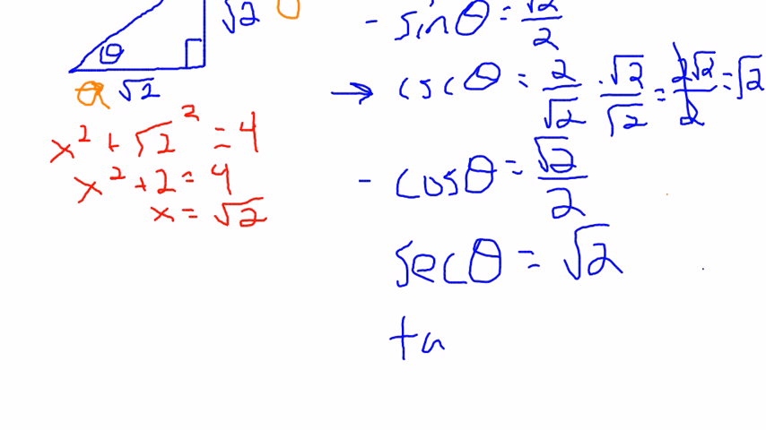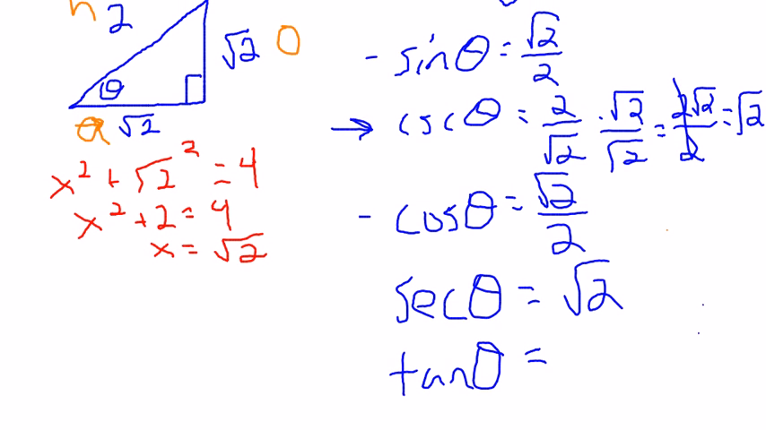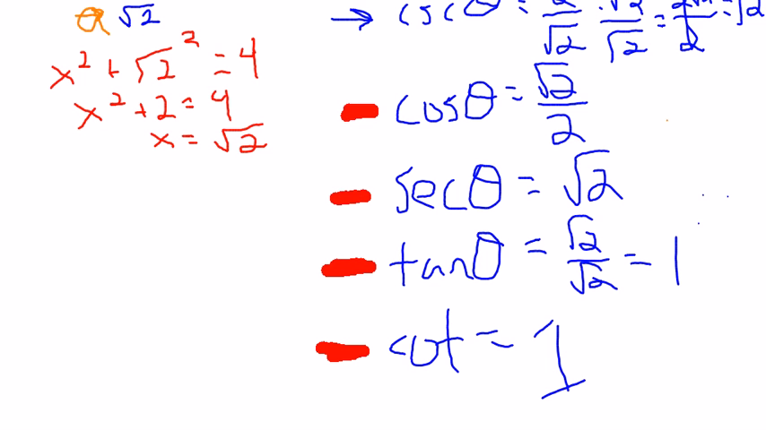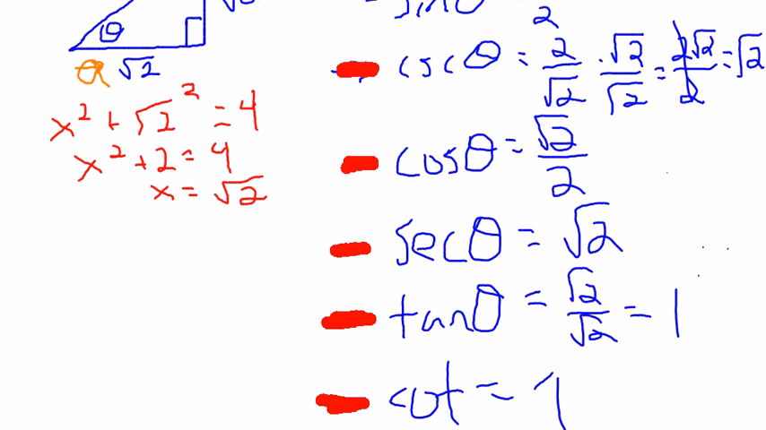Tan theta is opposite over adjacent, so root 2 over root 2, which is just 1. And then cotan is that flipped, which is just going to be 1 as well. So your answer should be that, that, and they gave a sine originally, so that one. So all those lines right there. Hopefully that's pretty easy.